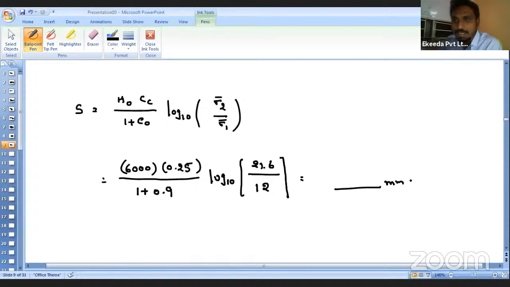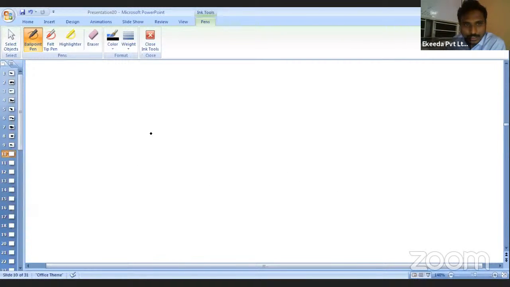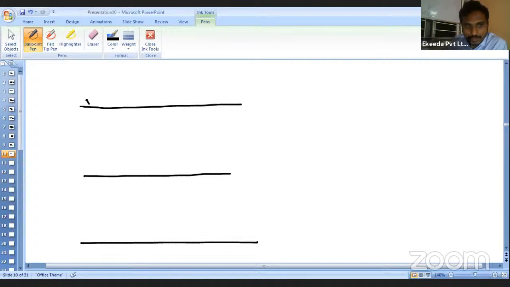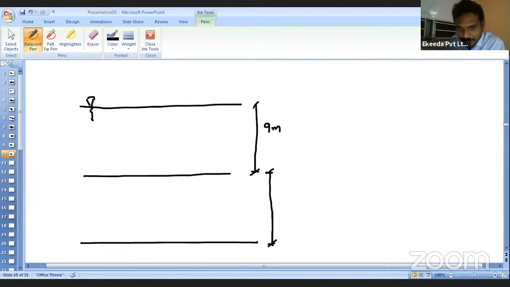Now let us see some examples based on the foundation. Let us say that there is a natural soil deposit and there is a water table present at the top of the soil. Let us assume that from here to here the soil has a thickness of 9 meters, and from here to here the soil has a thickness of 3 meters. This is gravel soil, and below we have the clay soil.